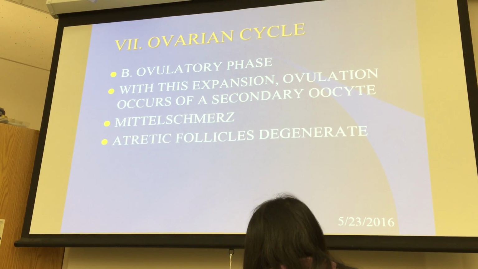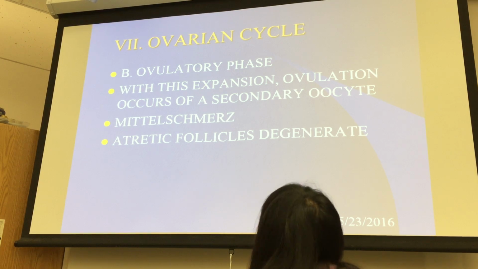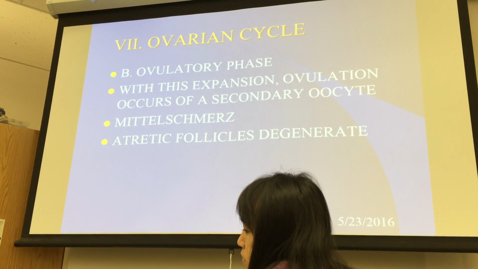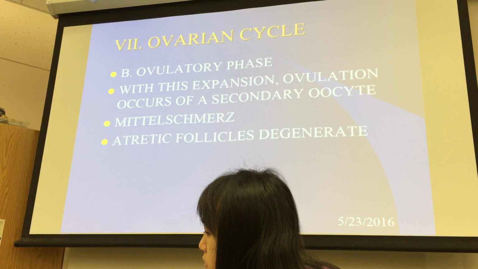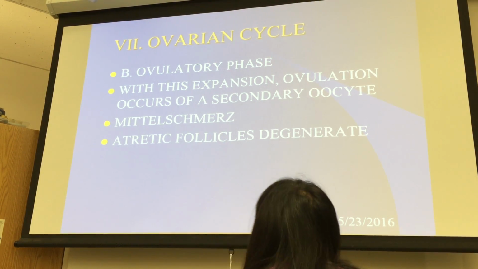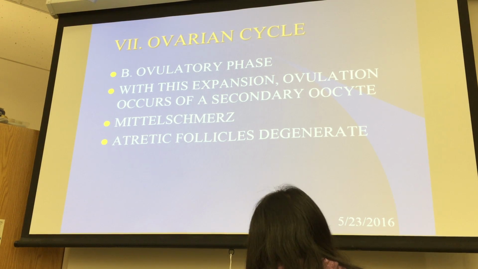And the ones that didn't ovulate, usually there are several that start to develop each cycle, and some of them don't make it to ovulation, and they have to be reabsorbed. Those are called atresia or atretic follicles, the ones that did not make it to ovulation.